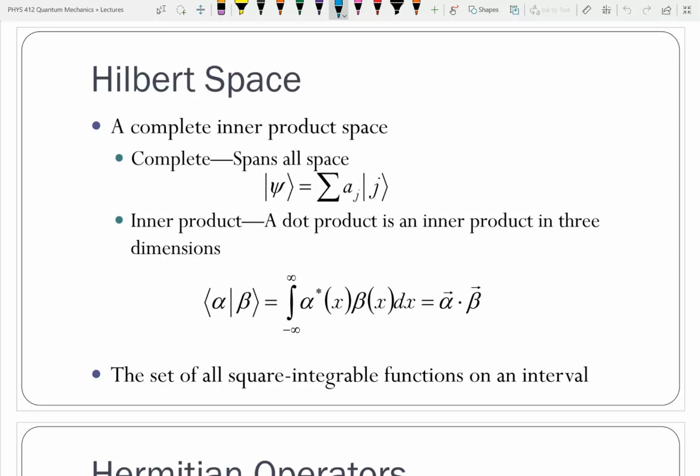Now, the second one is an inner product. It's an inner product space. And I'm like, what does an inner product space mean? I'm still not sure what an inner product space means. I hate to be mathematically naive, especially with a math major here.